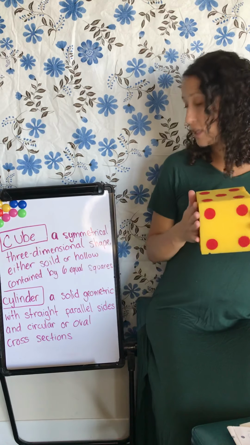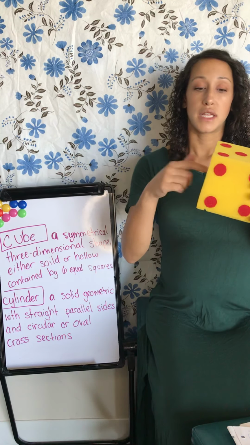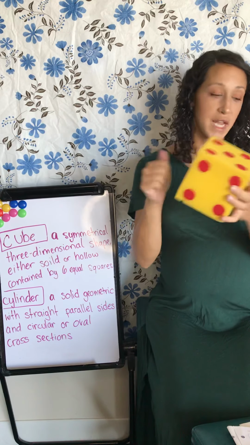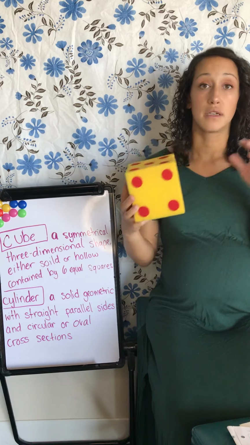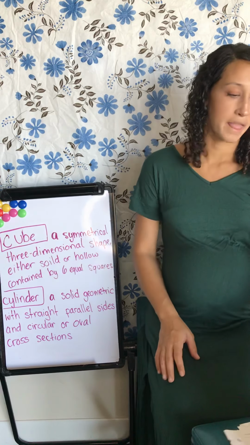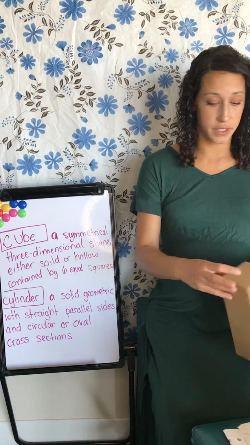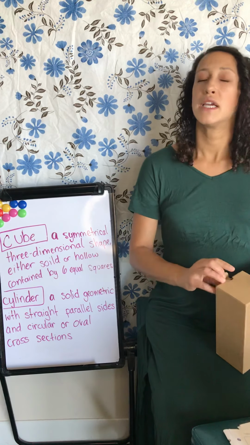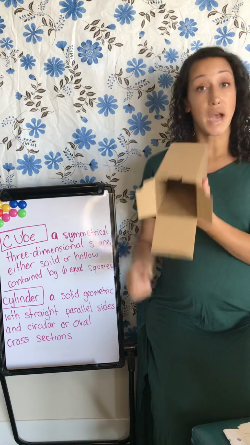And it's either solid or hollow. Solid means that there's stuff in the middle. So this is a foam dice. This is solid. It's not empty. Hollow means it's empty. This is not a symmetrical shape, but it's an example for you, okay? Excuse me, this is not a cube, but it's hollow. Boxes are hollow.